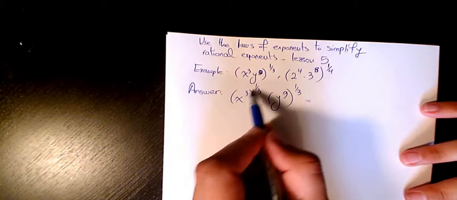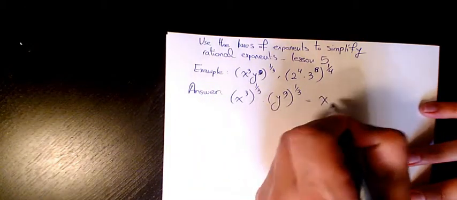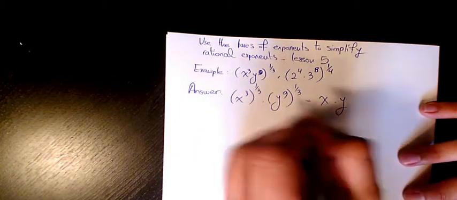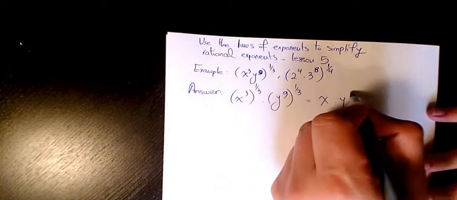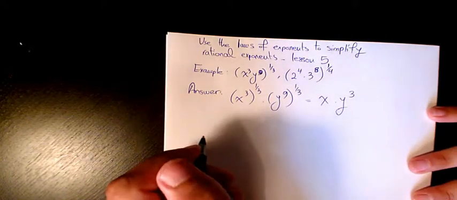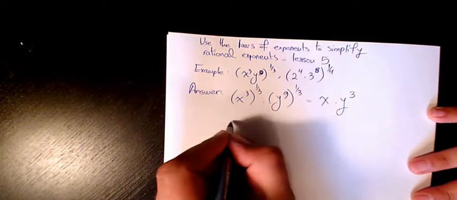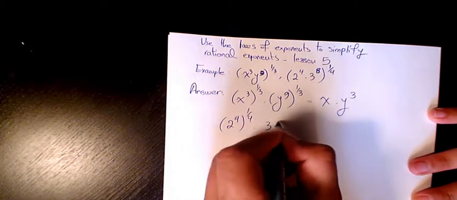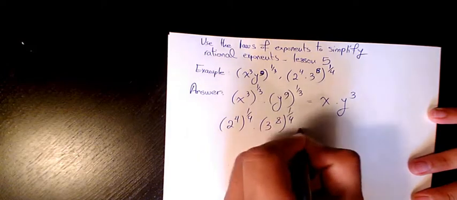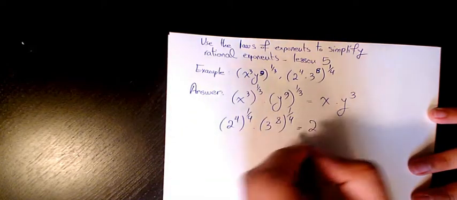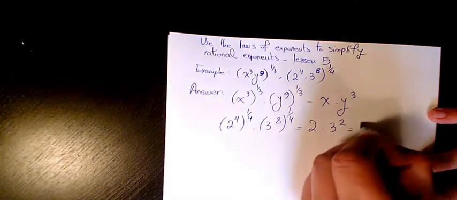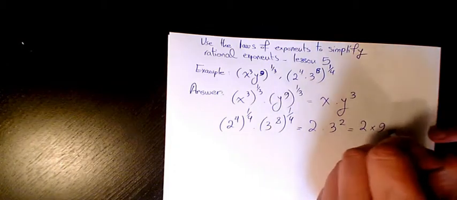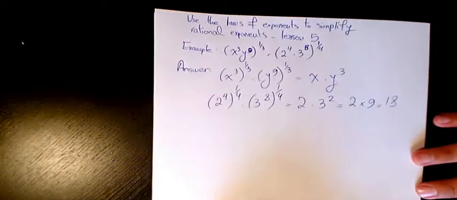First one is going to be 3 times 1/3, which is just x. The other one is going to be y to the power of 9/3, which is y cubed. And then this one is going to be 2 to the power of 4 to the power of 1/4 times 3 to the power of 8 to the power of 1/4. That makes it 2 times 3 to the power of 2. It's going to be 2 times 9, which is going to be 18.